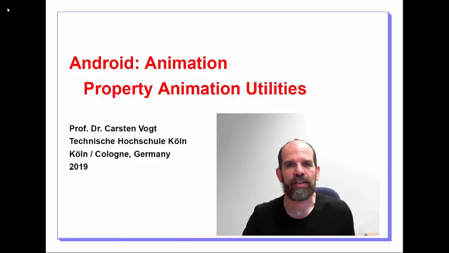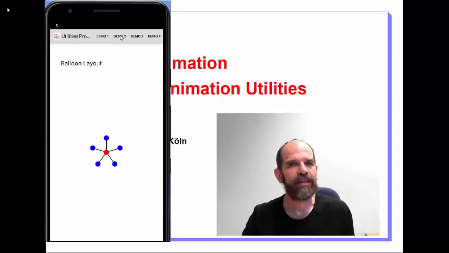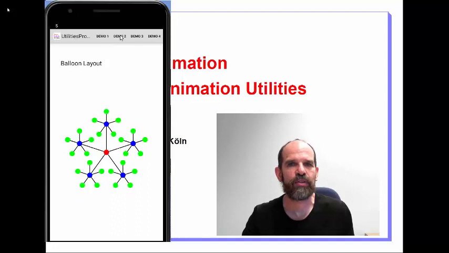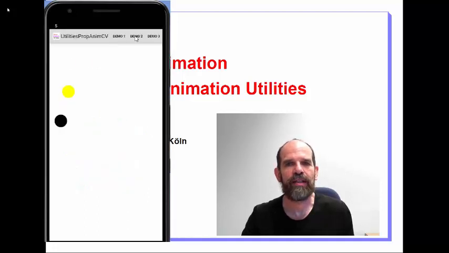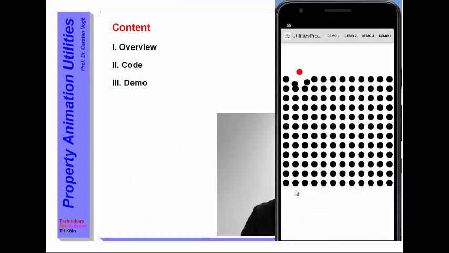Property animation is a very powerful technique for programming animated applications in Android. Sometimes, however, it can be a bit complex to use the classes that Android provides for this purpose. I've therefore developed a package with utility classes that make programming with property animation easier. In this demo, I will give a short overview about the fundamental ideas of this package.